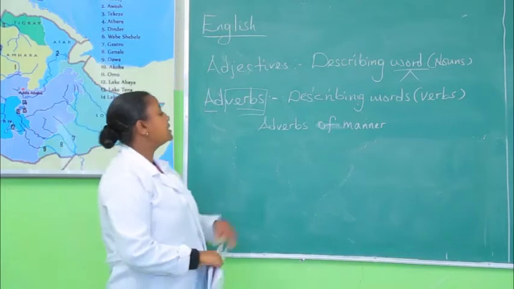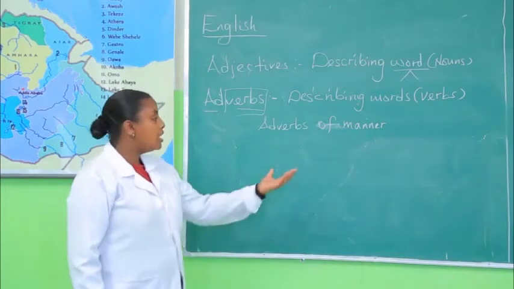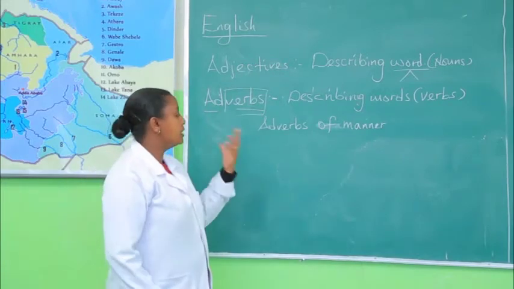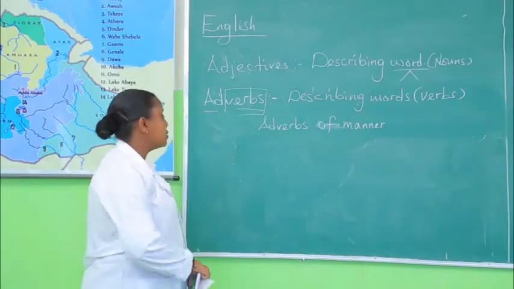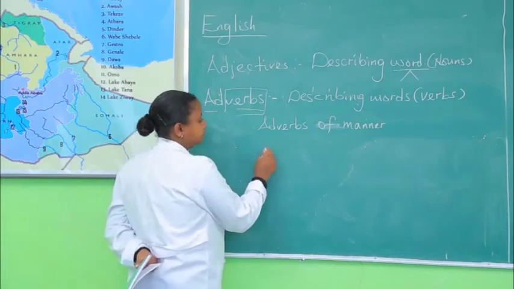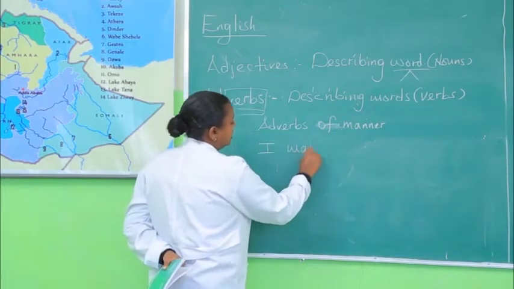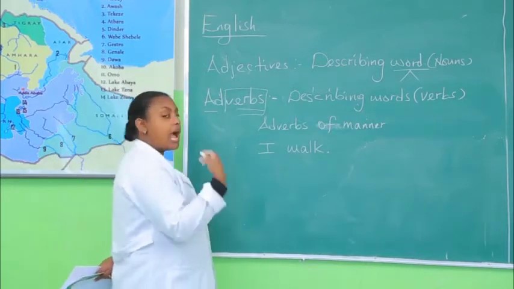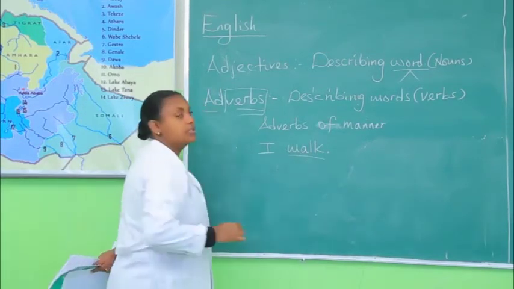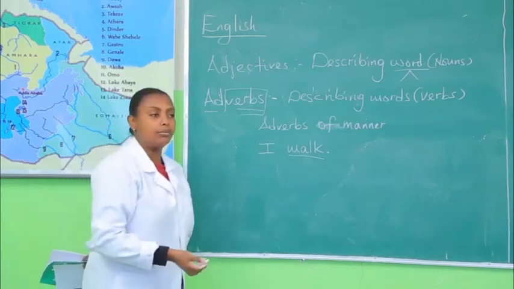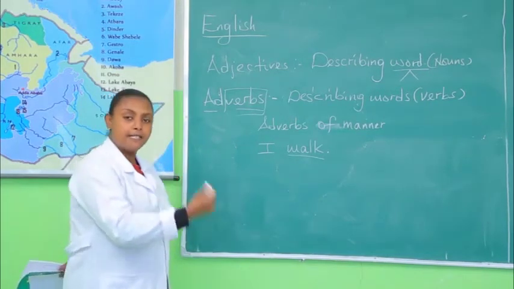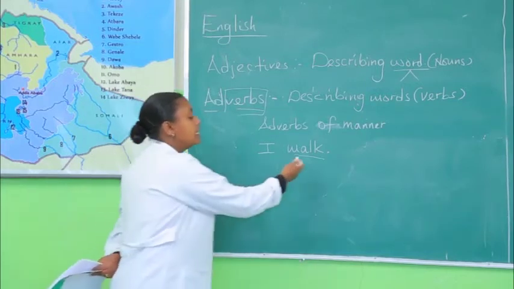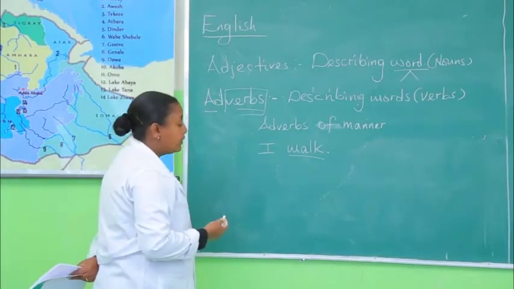This kind of adverbs tells us how the action happened. As you know, verbs mean the action in a sentence. The action in a sentence is what we call verbs. So, for example, I walked. This is a sentence. The verb or the action in this sentence is walk. So, how did this action happen? Is it slowly? Is it fast? The manner how the action happened is what we call adverbs of manner.